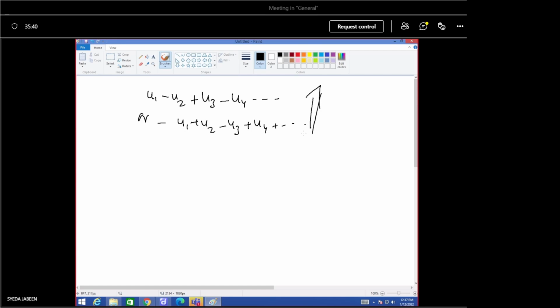When we prove the convergence or divergence of an alternating series, we apply a test called the Leibniz test, which is why this test is named the Leibniz test for alternating series. What is the property of this test? The first property is that you have to prove that the given series is monotonically decreasing.